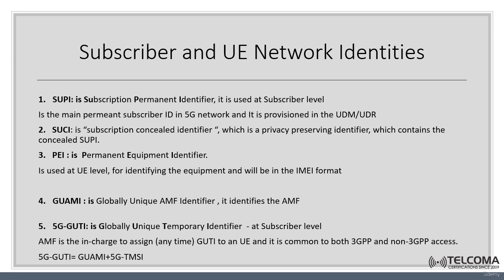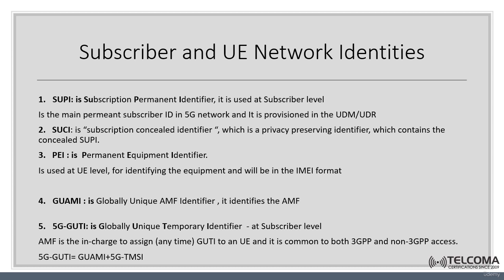So the first identifier for the subscriber is the SUPI, which stands for Subscription Permanent Identifier. This identifier is used at the subscriber level. The SUPI is the main permanent subscriber ID in the 5G network. It's a globally unique 5G subscription permanent identifier. The SUPI is used only inside the 3GPP systems.